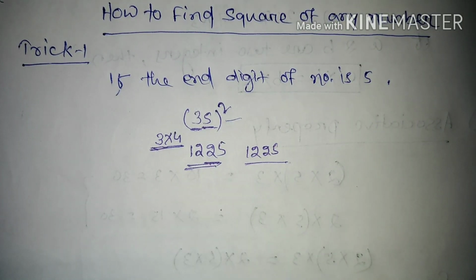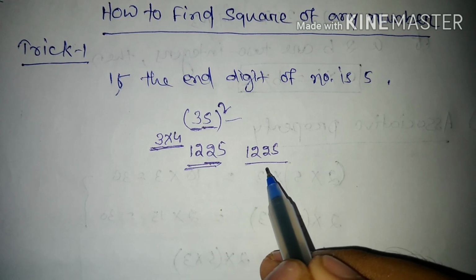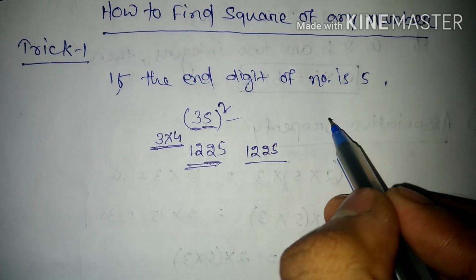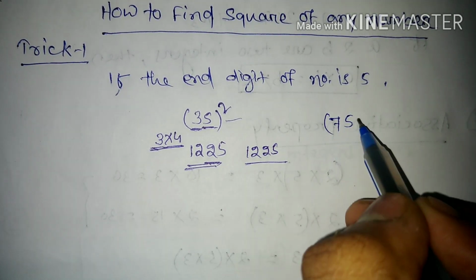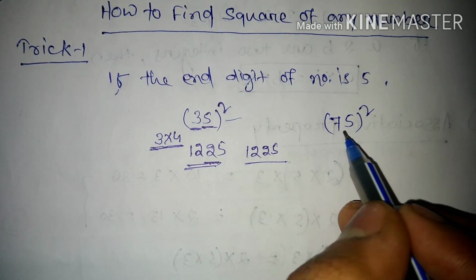So like this, you can solve any number. Look, within 2 seconds this answer can come. So let's take another number. I will take 75. Randomly, whatever number you can take. So here I took 75.